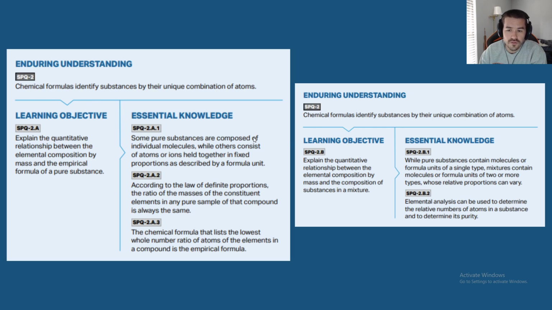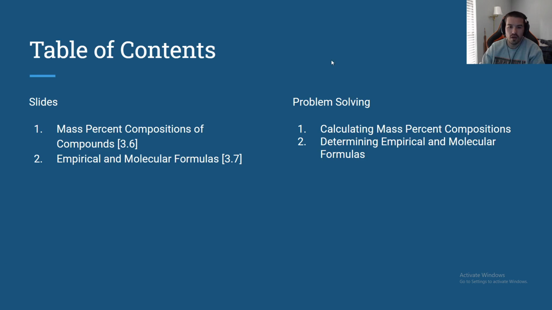So once again, this is for two different topics. So for 1.3 pure substances, it says that we need to be able to explain the quantitative relationship between the elemental composition by mass and the empirical formula of a pure substance. Okay, so we're going to be talking about mass percentages and empirical formulas here in just a minute. And then for 1.4, we need to be able to explain the quantitative relationship between the elemental composition by mass and the composition of substances in a mixture. So these basically say the same thing. One's talking about pure substances, the other is talking about mixtures.